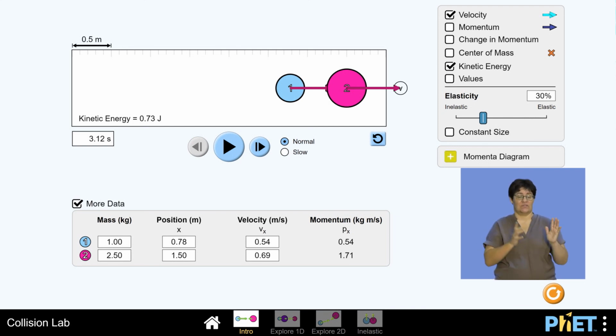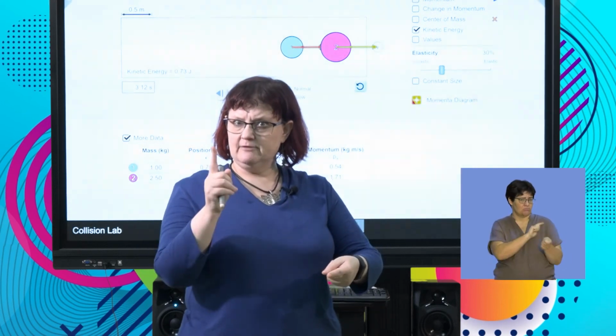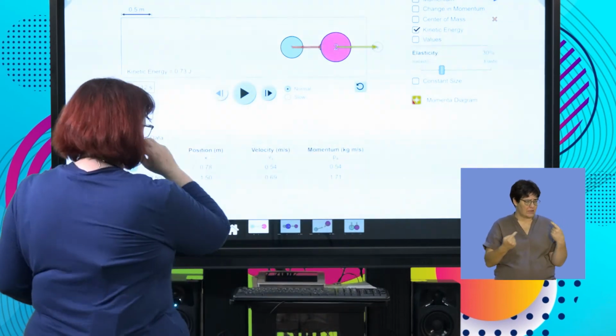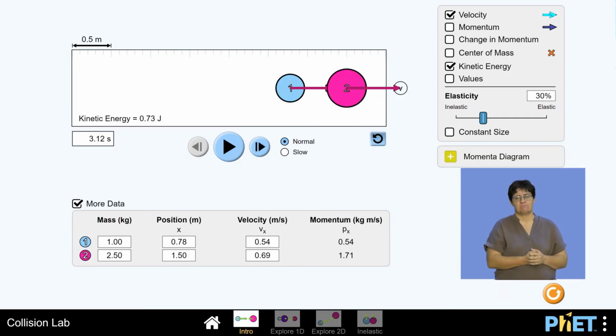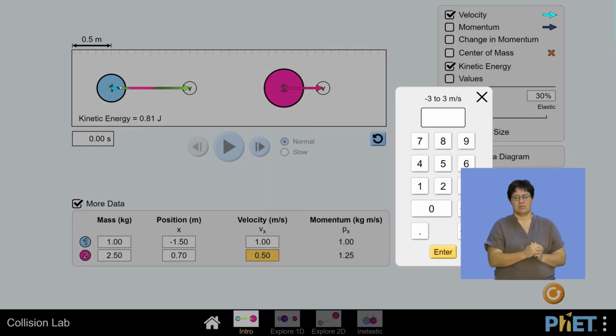And they move on. Now, with all the ones we've done so far, we've had them end up going in the same direction. But what happens if they change direction? So let's reset, and I'm going to change that one to be going at minus 0.5.